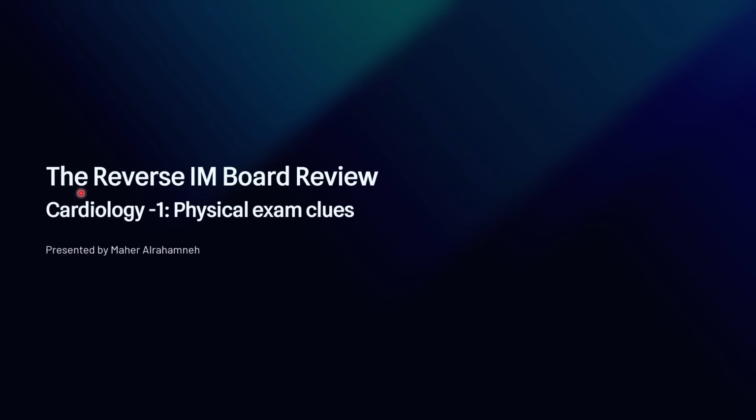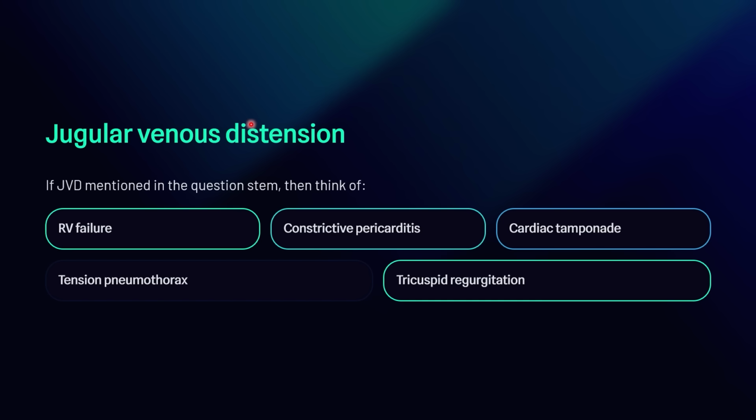Welcome to the first episode of the Reverse IM Board Review, and we're going to start with cardiology. First part, physical exam clues. Jugular venous distension, the JVD, is high yield on the board.